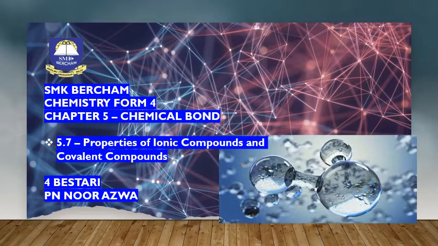So today we are going to finish our last subtopic in chapter 5, which is 5.7 Properties of Ionic Compounds and Covalent Compounds.